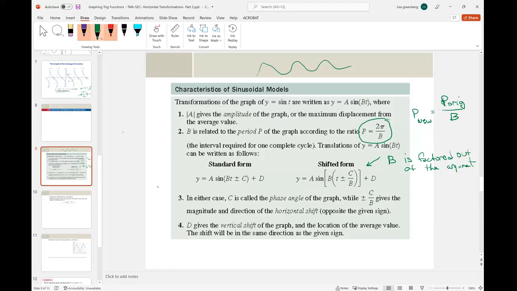So in either case, C is called the phase angle, which we're not going to really talk about much, but we are going to talk about C over B, which is the horizontal shift. Okay, so C by itself is not the horizontal shift. And then we know that D gives us our vertical shift. Okay, because it's outside. These are vertical. And anything inside is horizontal. Okay? Is there anything here that I need to explain further, or you're good with all that? I think I'm good with that. Okay.